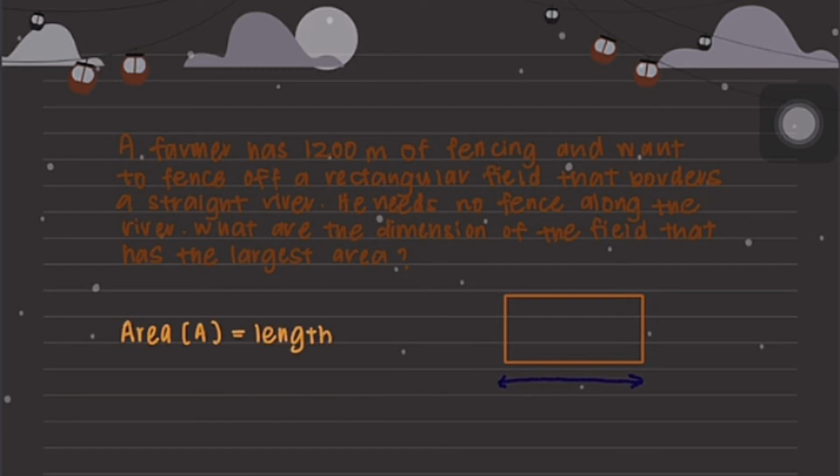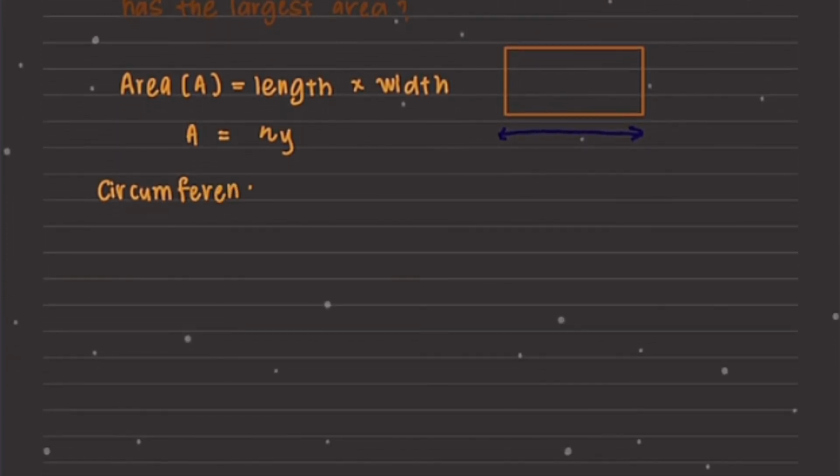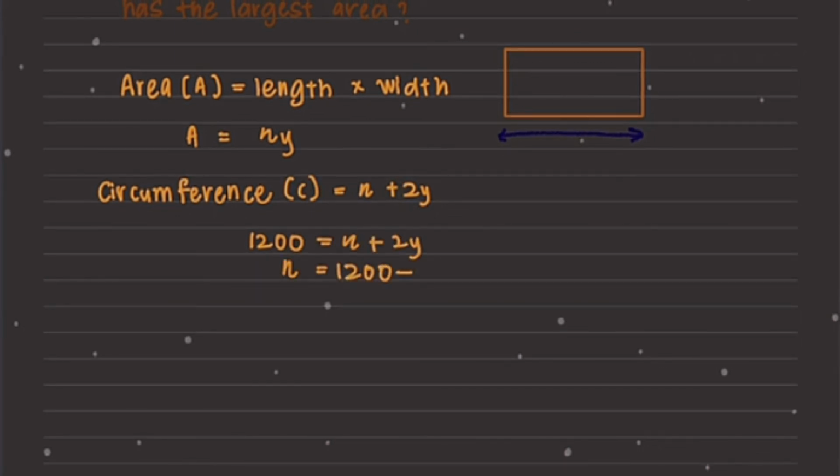Means here is the river. Okay, so the area of this rectangle is area equal to length multiply with width. Means here A equal to xy. The information given said that 1,200 meters is around this area. Okay. So here 1,200 meters equal to x plus 2y. Okay, means here x equal to 1,200 minus 2y. Okay, next we need to substitute this x into the area formula.